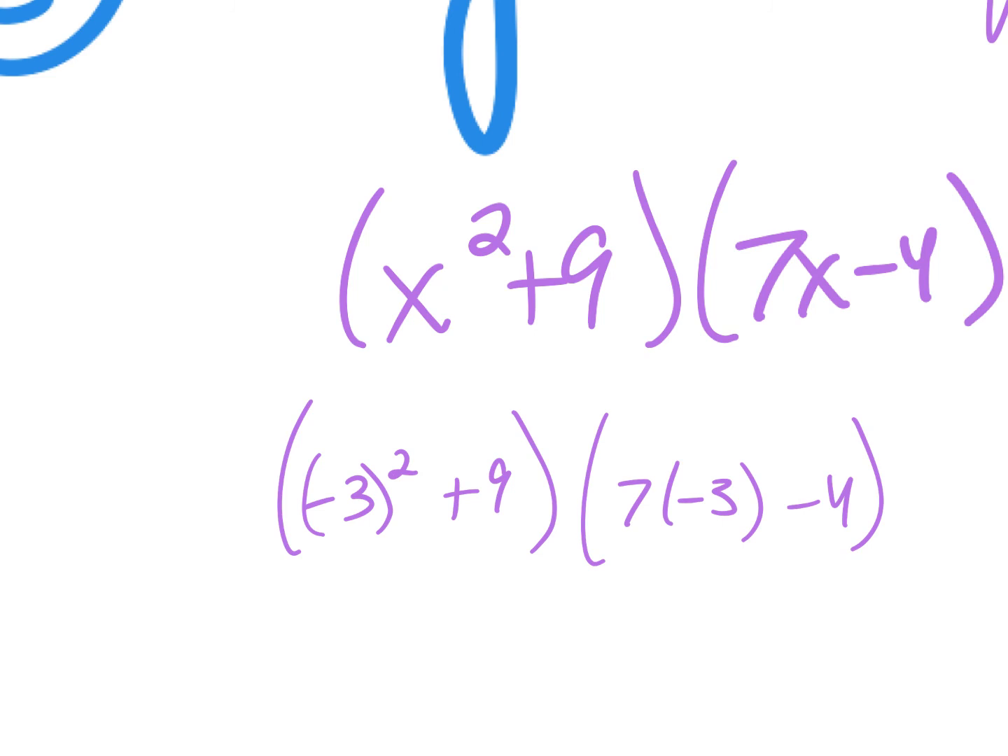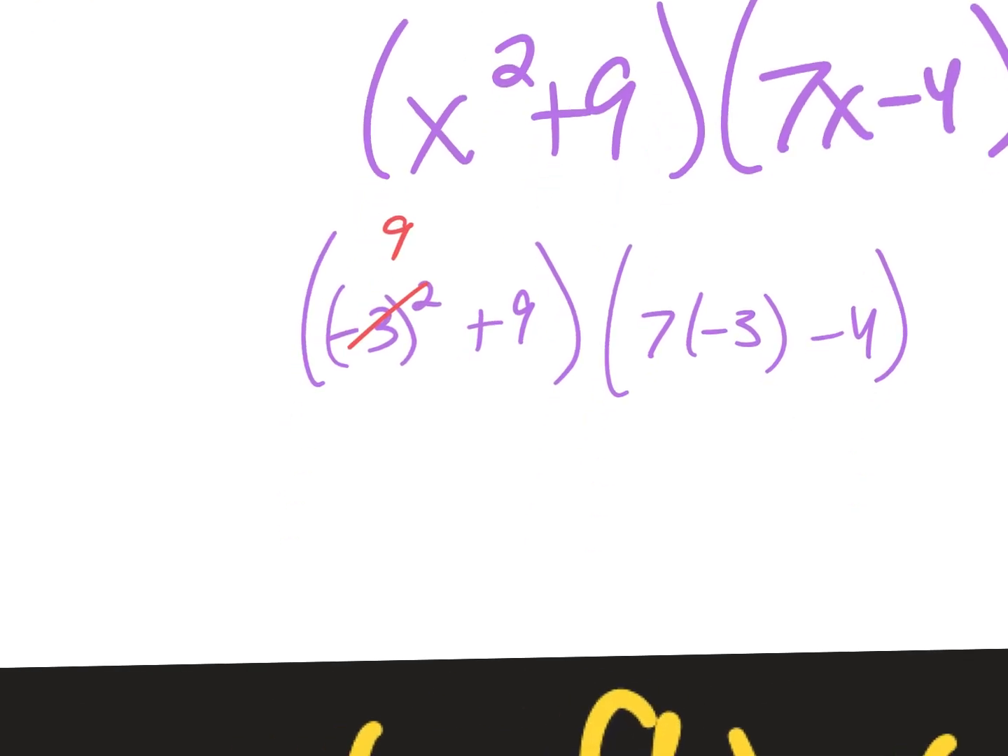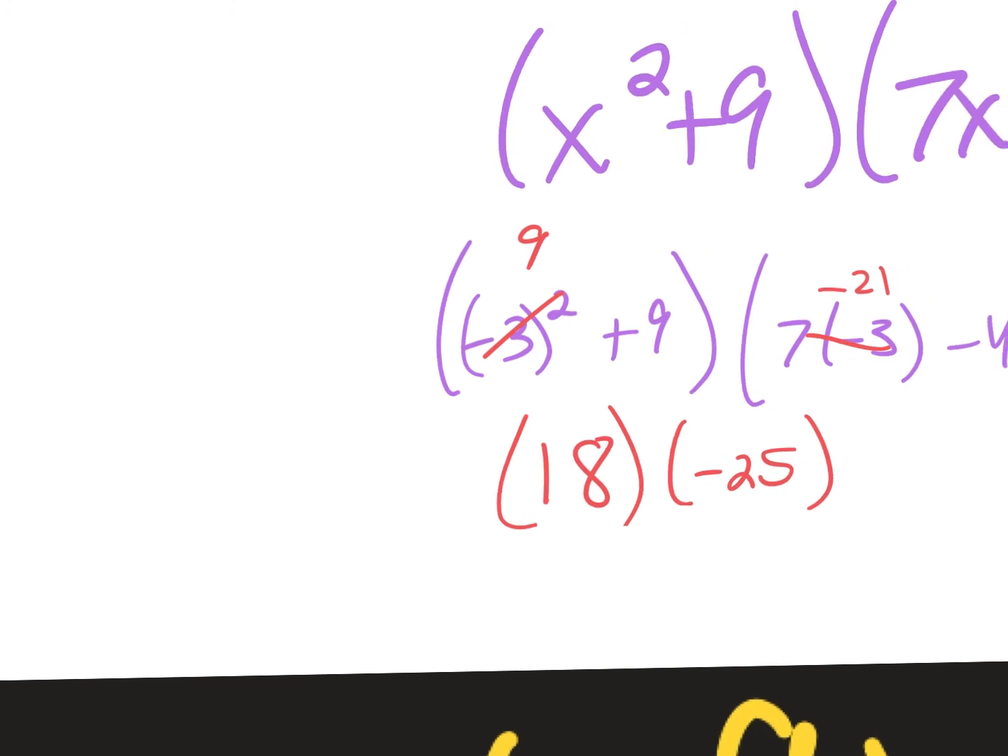What is negative 3 squared? 9, and 9 plus 9 is 18, okay? What's 7 times negative 3? Negative 21 minus 4 is? Negative 25, okay. Okay, most of us can't do this in our head. No problem. Just right over here, 25 times 18, right? 8 and 5 is what, 40? 8 times 2 is 16 and 4 is 200. 1 times 5, 1 times 2. You guys with me?